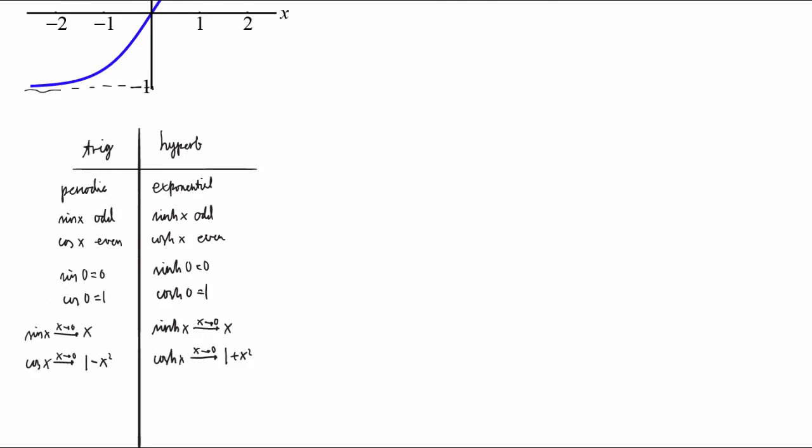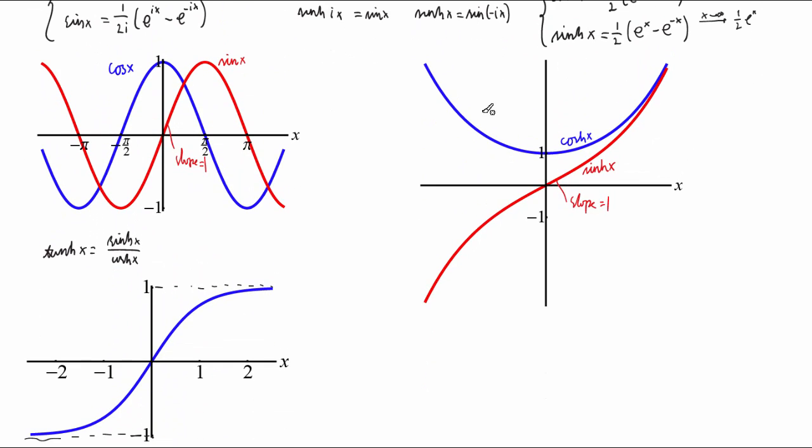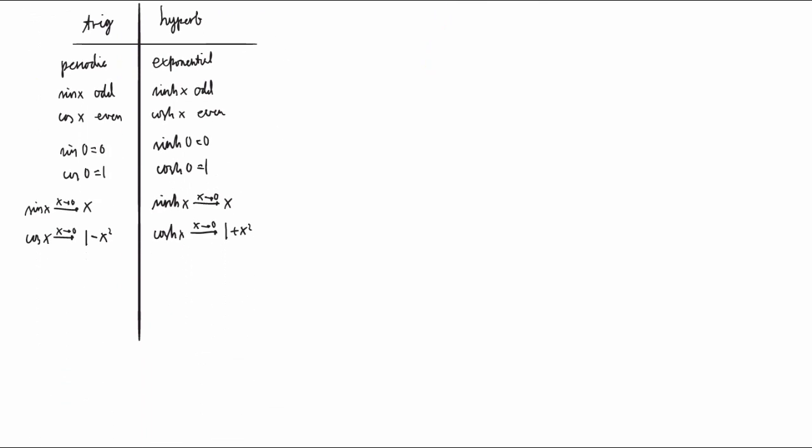And we can see that if we look at the plots again. Cosh is an upwards turned parabola, whereas cosine is a downwards turned parabola. So that's why you have a plus sign in front of the x squared here, and a minus sign in front of the x squared term in the cosine Taylor series.